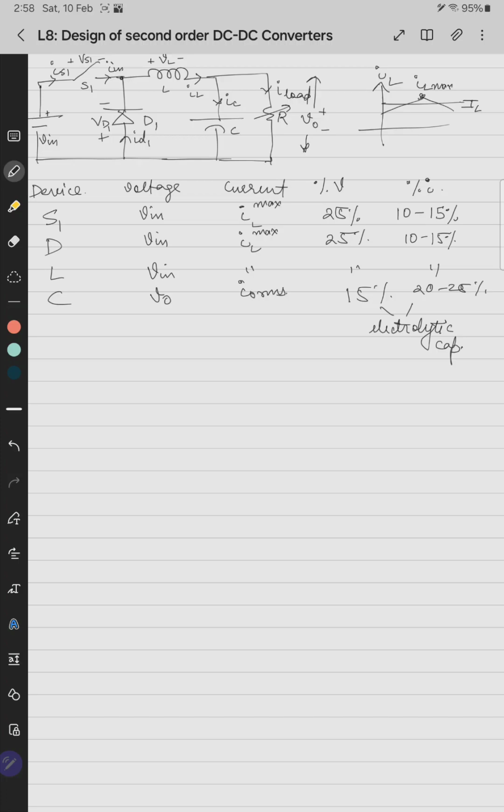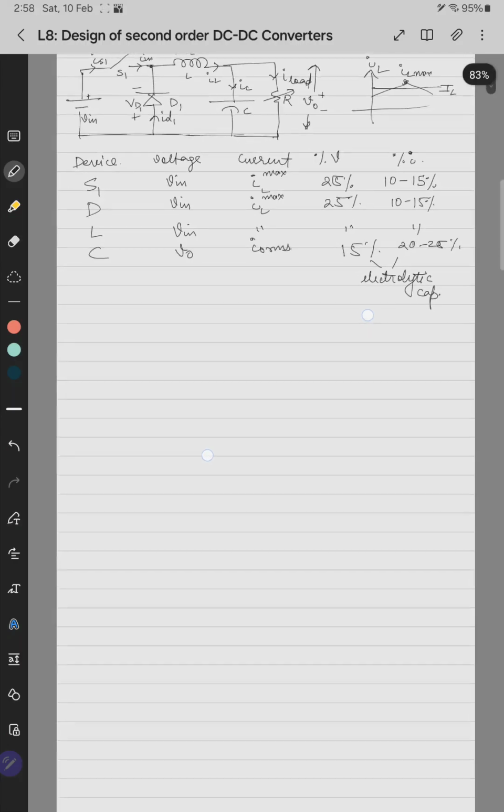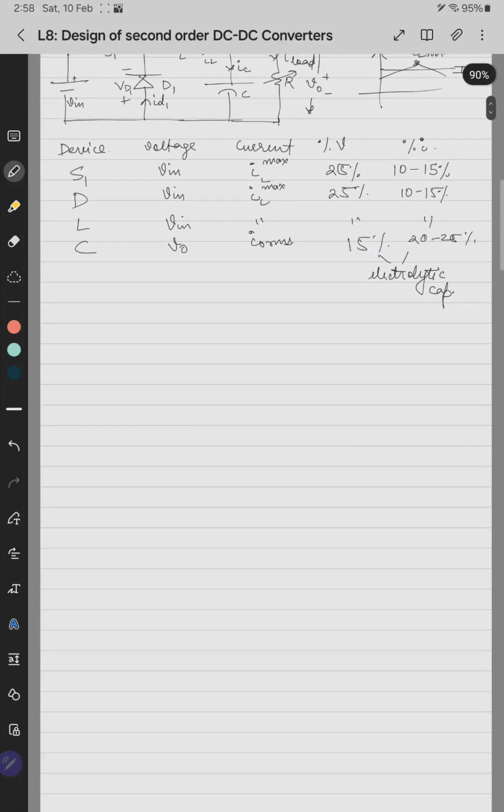So these are the ratings of the converter as per the steady state. For transient, we have to see different types of transients. First is a static transient, second is the on-off transient, and the third one is the normal one, like change of load or change in input voltage transient. Now we see what should be the range of operation.